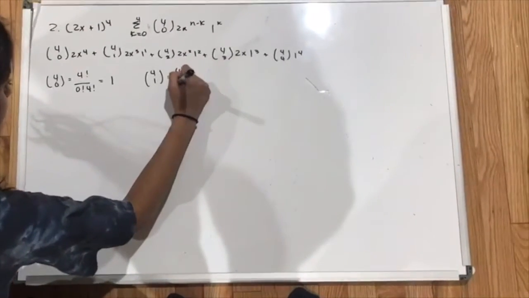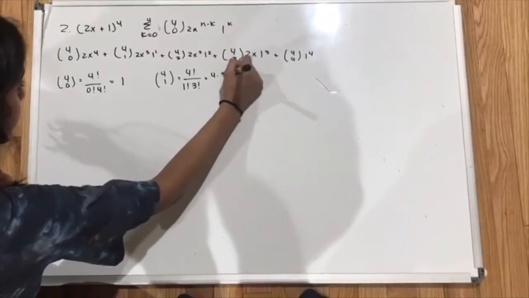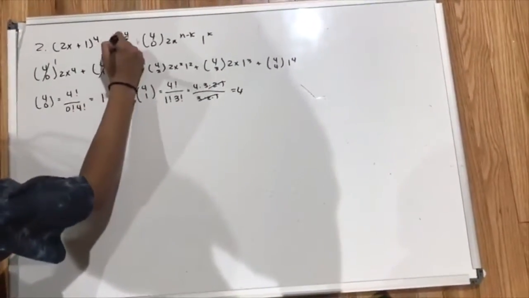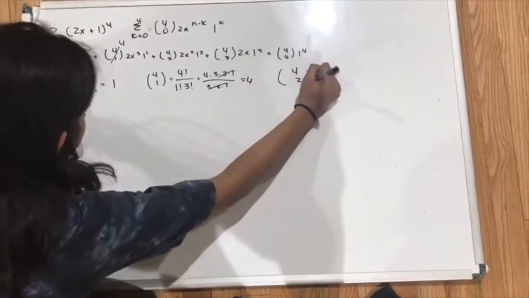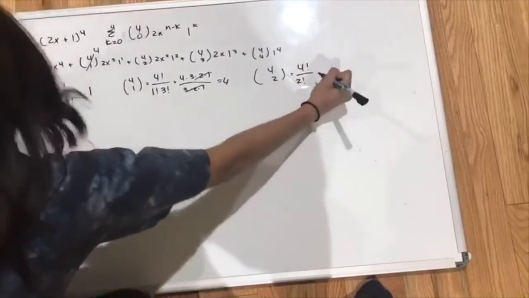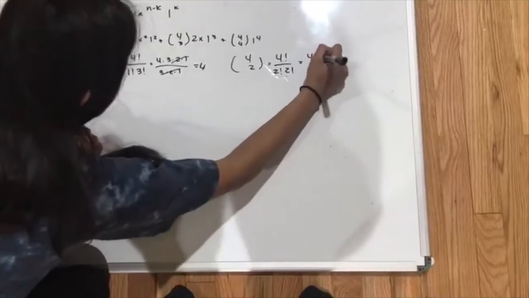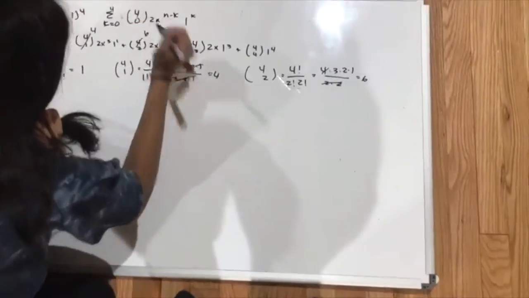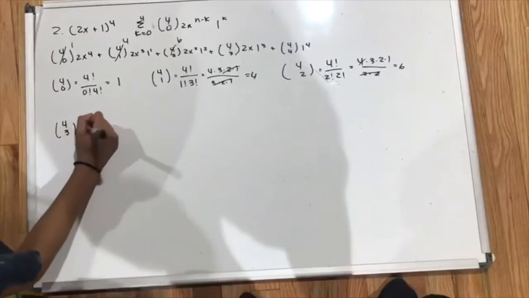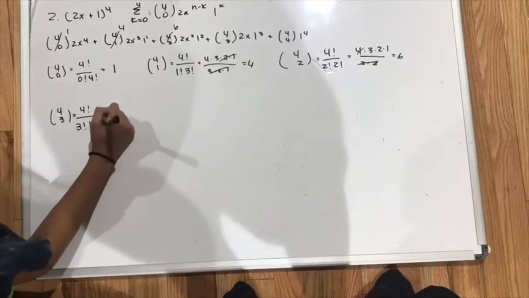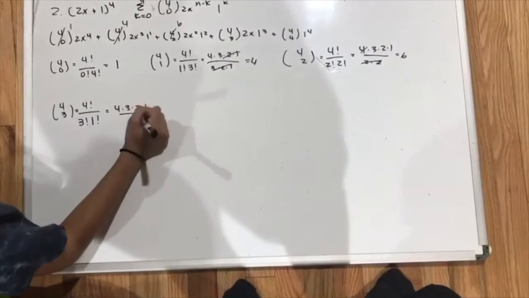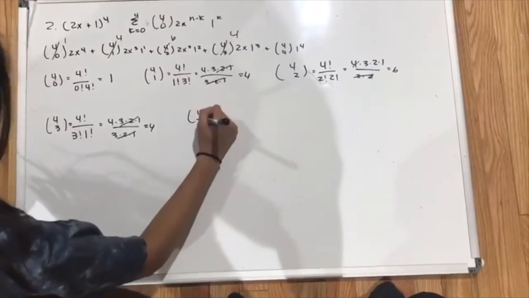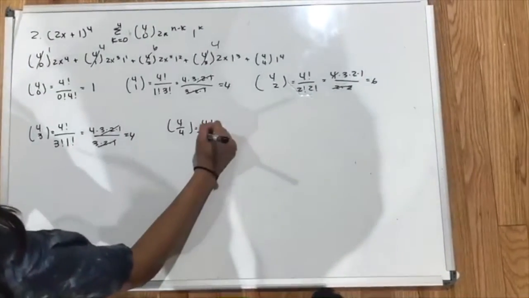So 4 choose 0 is 4 factorial over 0 factorial times 4 factorial, which is 1. 4 choose 1 is 4 factorial over 1 factorial times 3 factorial, which is 4. Four choose 2 is 4 factorial over 2 factorial times 2 factorial, which is 6. Four choose 3 is 4 factorial over 3 factorial times 1 factorial, which is 4. And 4 choose 4 is 4 factorial over 4 factorial times 0 factorial, which is again 1.